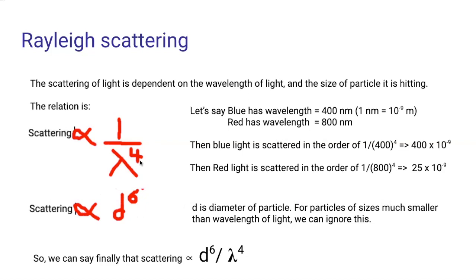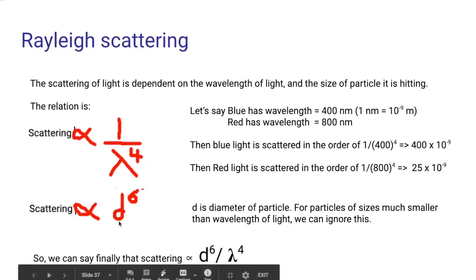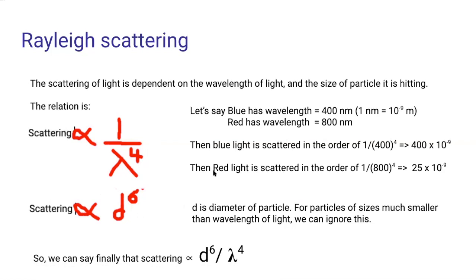It depends on the wavelength. It is inversely proportional to wavelength: the more the wavelength, the less the scattering. But the more the size of the particle, the more the scattering. Okay, so now we have to see the different cases.